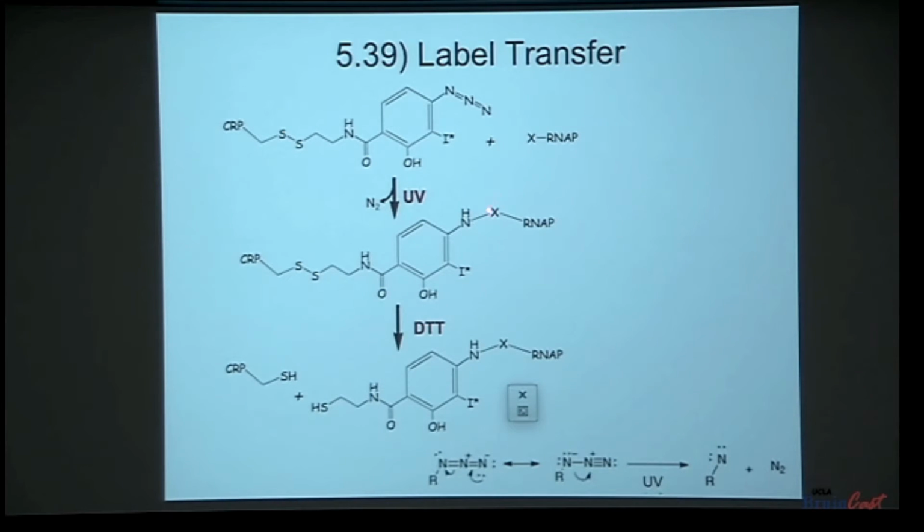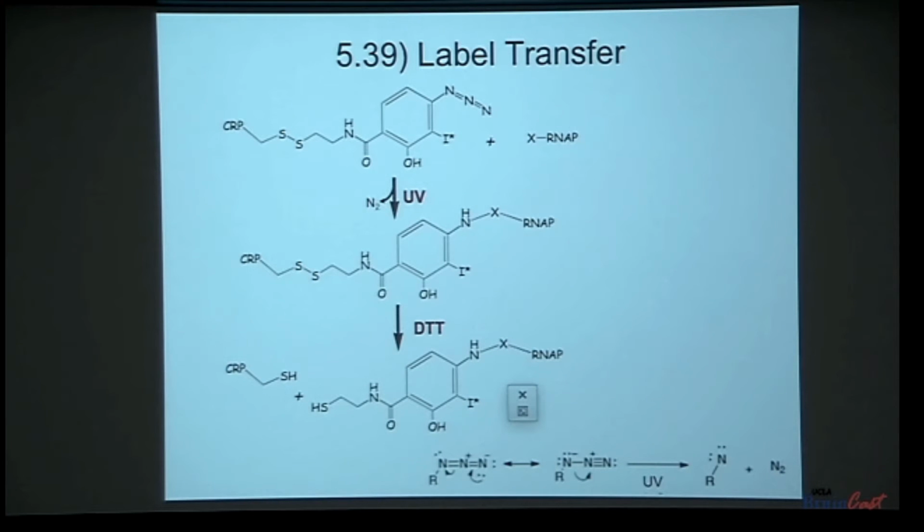Okay, and so it's going to grab electrons wherever it can find them. Okay, and so if it's bound in close proximity to RNA polymerase, it will attack the RNA polymerase, some atom X on the RNA polymerase, and form a covalent bond to therefore complete its valence shell, its octet of electrons in the valence shell. Okay. And so now at this point we've cross-linked the CRP to the RNA polymerase. We haven't transferred the label yet.